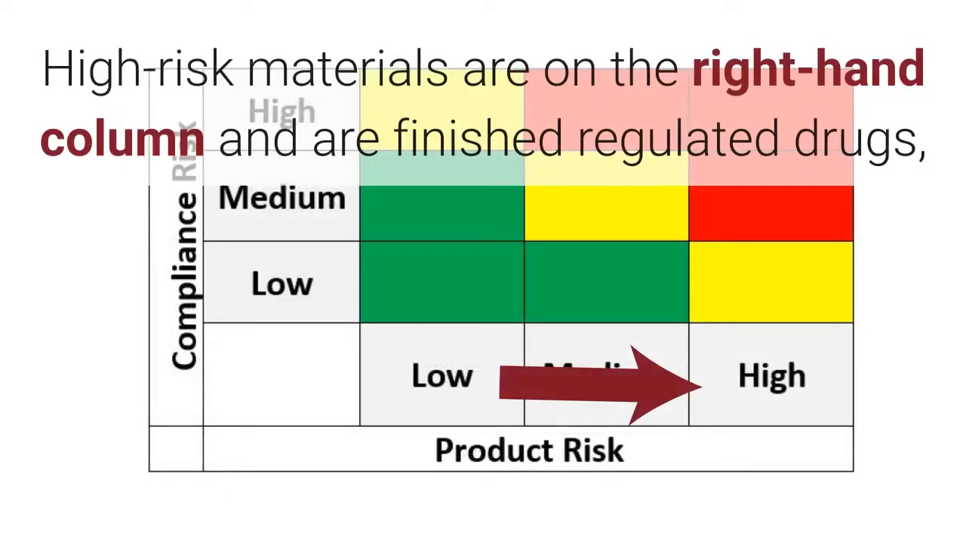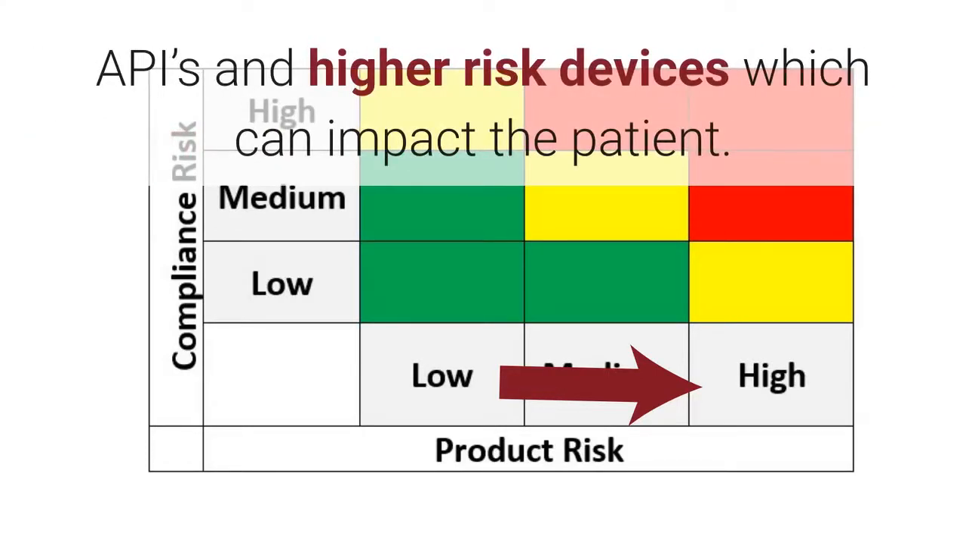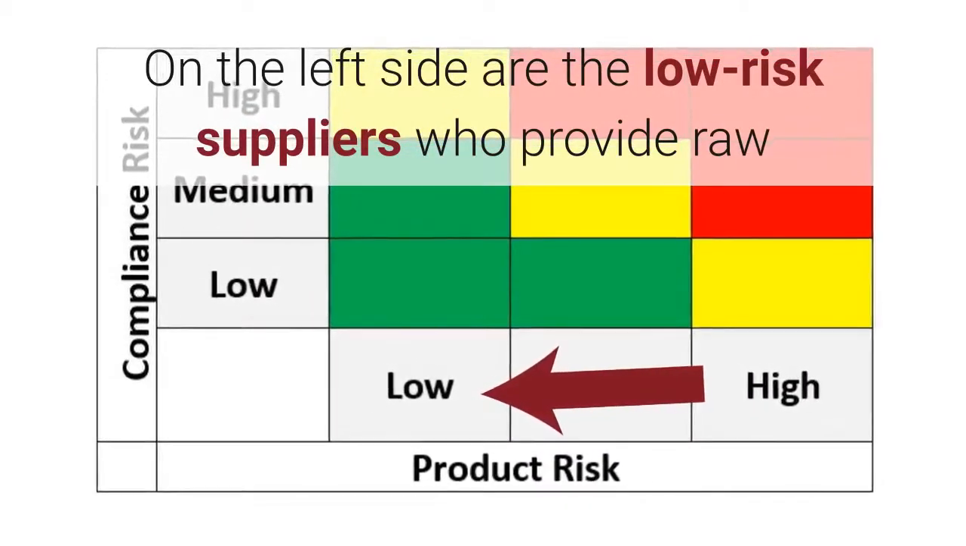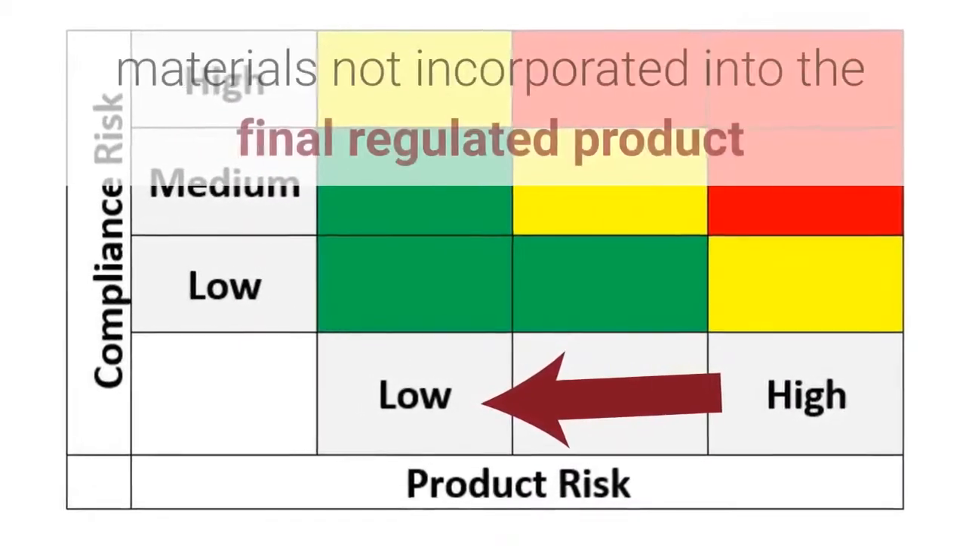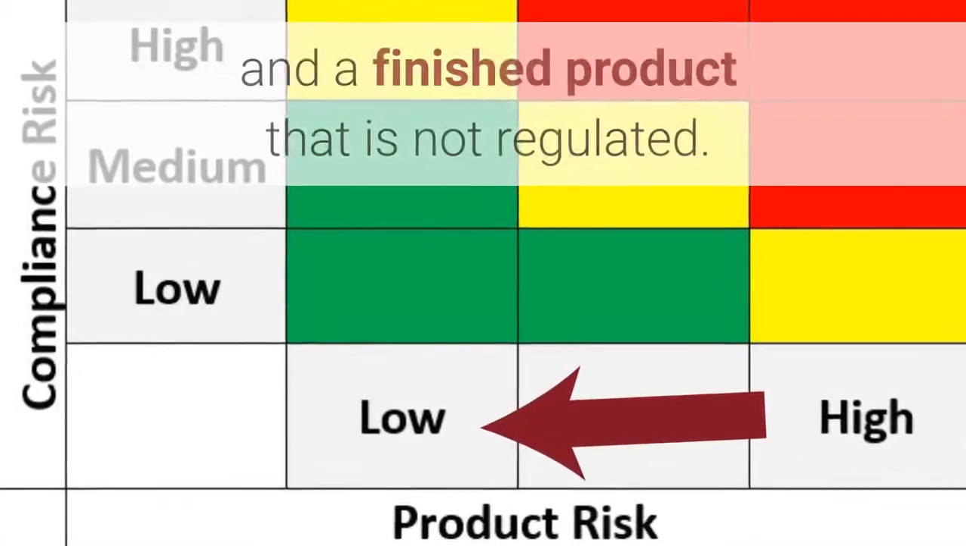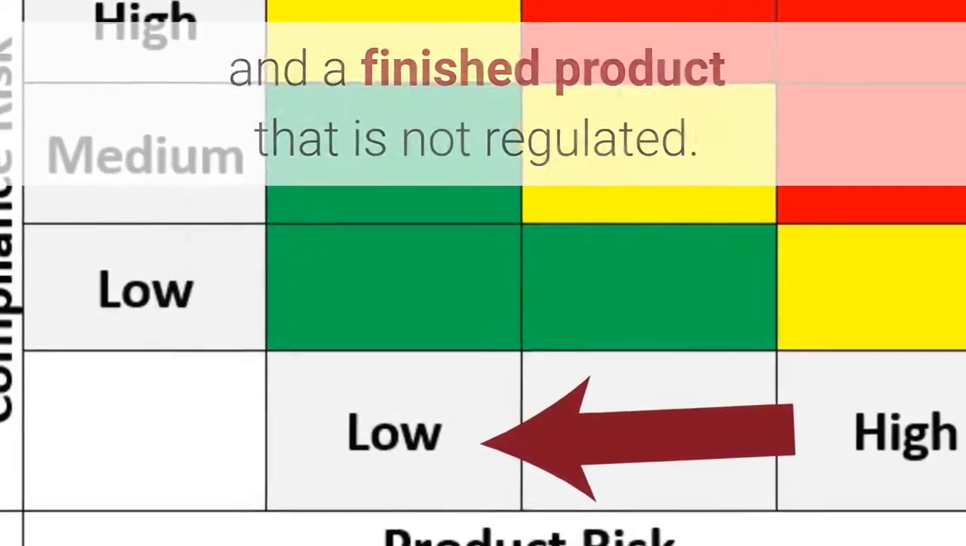High-risk materials are on the right-hand column and are finished regulated drugs, APIs, and higher-risk devices which can impact the patient. On the left side are the low-risk suppliers who provide raw materials not incorporated into the final regulated product and a finished product that is not regulated.